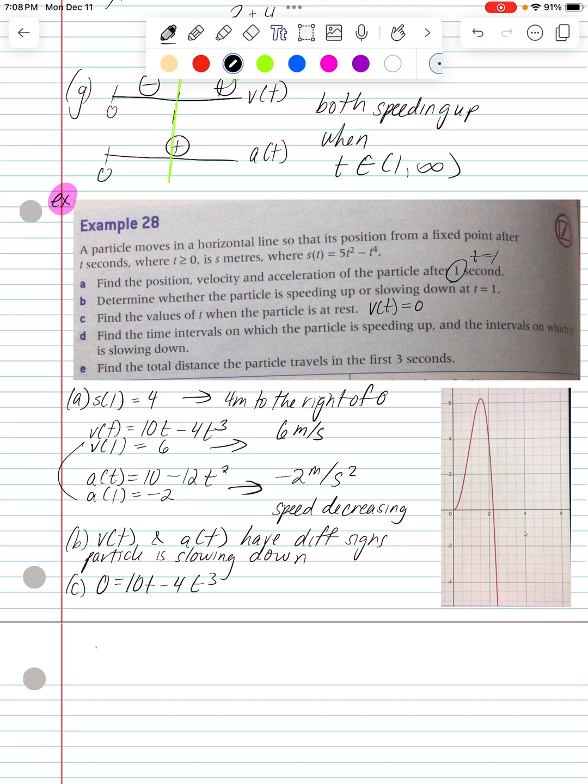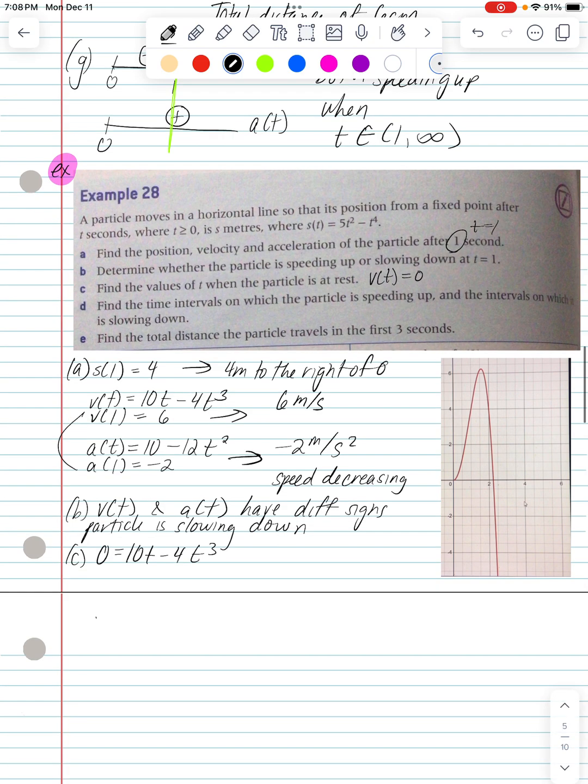And the goal is going to be to try to find the t values that make this true. So let's set this equal to 0 and solve. So I'm going to factor out a t first. Even a 2t. And I'm going to be left with 5 minus 2t squared. So this would just be a t value of 0. For this, I would end up with t squared being equal to 5/2.